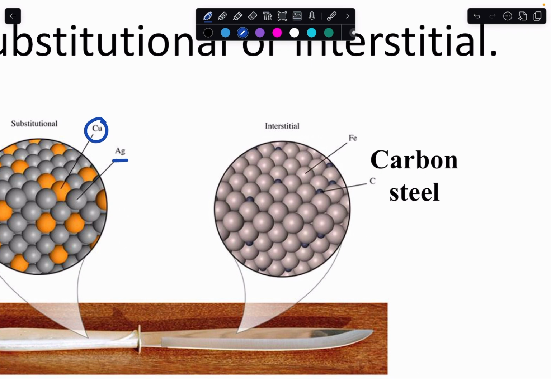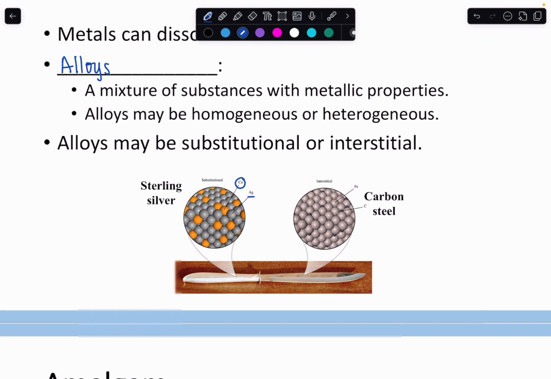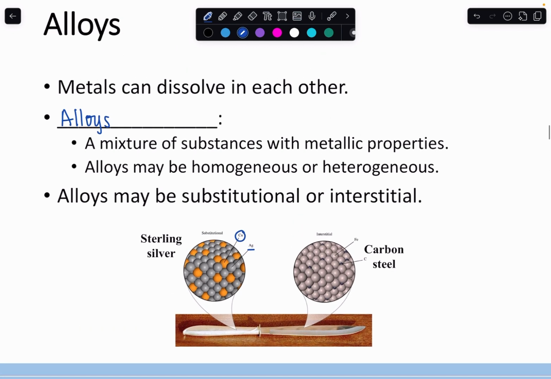Here, this is carbon steel, which is made of iron and carbon. These larger spheres are all iron, and then you can see carbon is sandwiched in between those spaces, or within the spaces in between iron atoms. So that would be an interstitial. So those are different types of alloys.